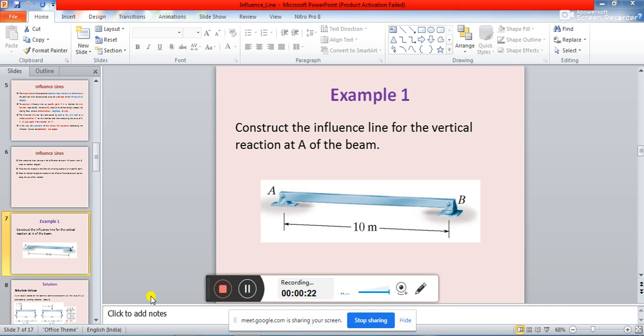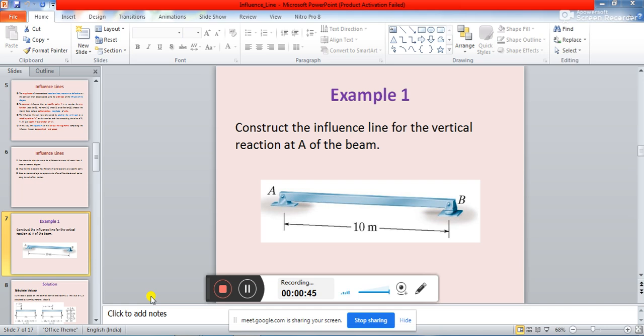See, for which structural quantities are you finding the influence line diagram? For bending moment, shear force, deflection, and reaction, the support reaction. So all these things you should mention there in that answer. Is it okay?